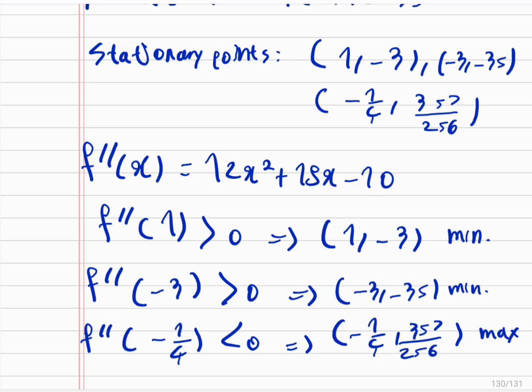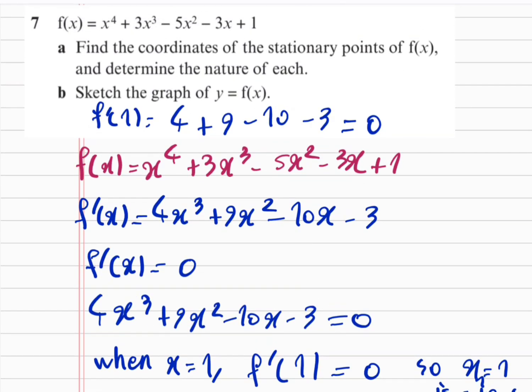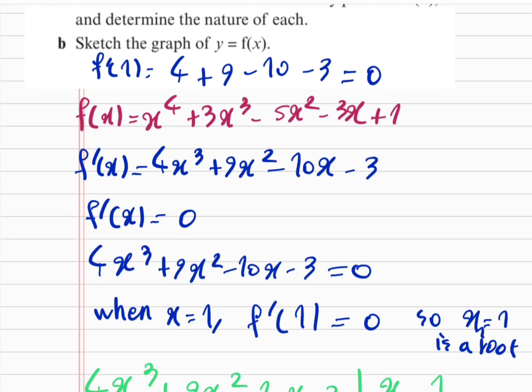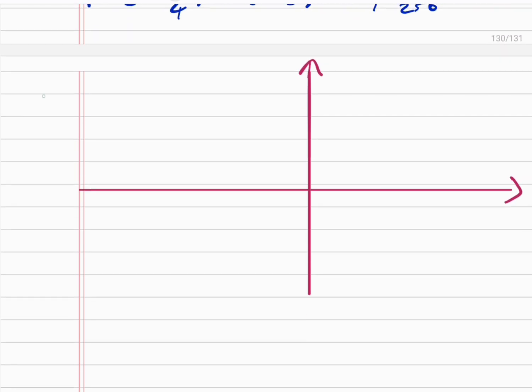So now that we have determined the nature of each of the points, remember that we want to sketch the graph of y is equal to f of x. But it's not going to be complicated at all, because all we need to do is use the stationary points to sketch this. So when we have the stationary points, it's very easy. And also remember that we have a positive function. So it's going to look like something like this because this function is positive.